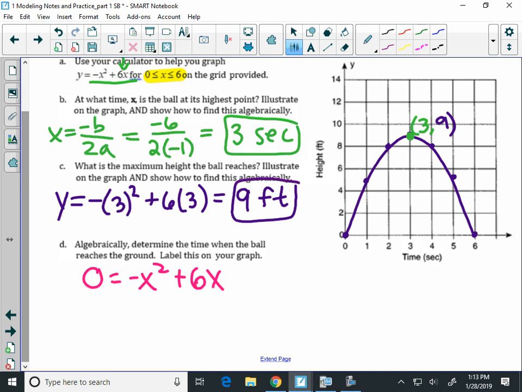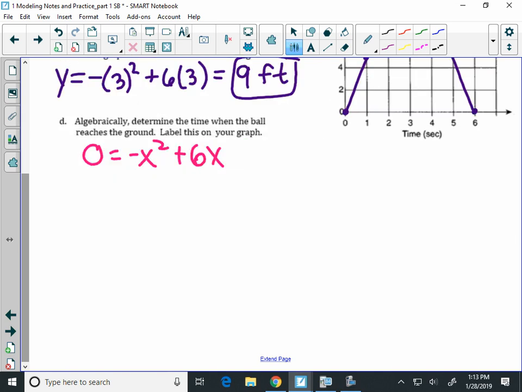How would I factor this one? What do you always do first when you factor? GCF. What's the GCF going to be here? I would do negative x. You could do x, but I would do negative x because the first term is negative. So I'll pull out a negative x, and what do you have left inside the parentheses? x. Yeah.